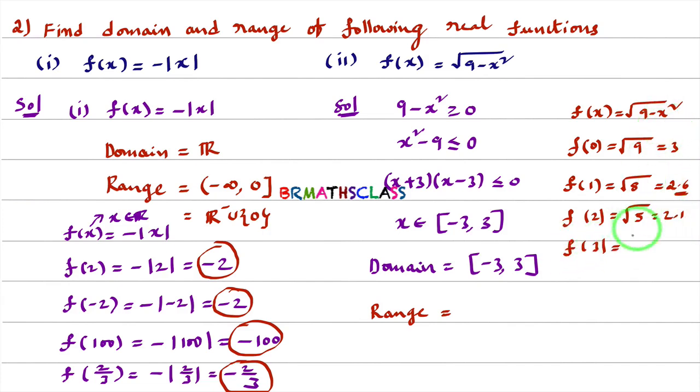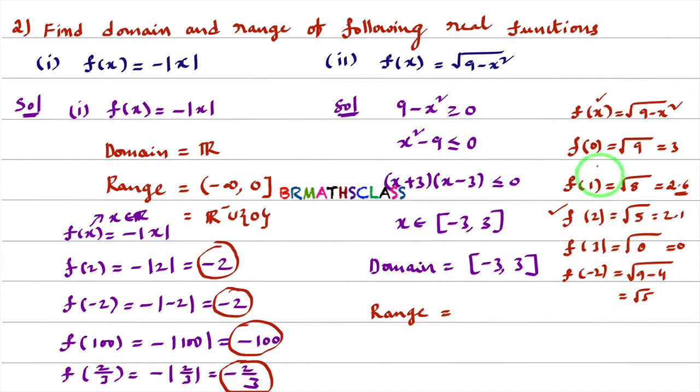In this, in place of x, you write 3. 9 minus 3 squared. 3 squared is 9. 9 minus 9 is 0. So root 0 is 0. Similarly, if I calculate f(-2), you see what answer you got for f(2). f(-2) will also give the same answer. In place of x, you write minus 2. Root of 9 minus (-2) squared, which is 4. 9 minus 4 is 5. Root 5. You see this answer is the same.